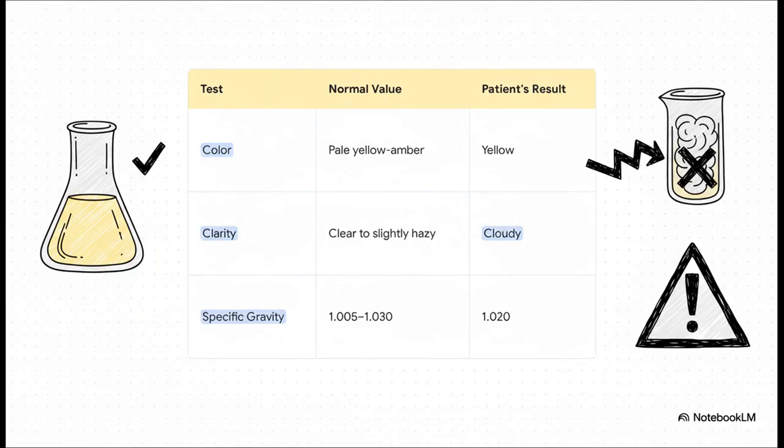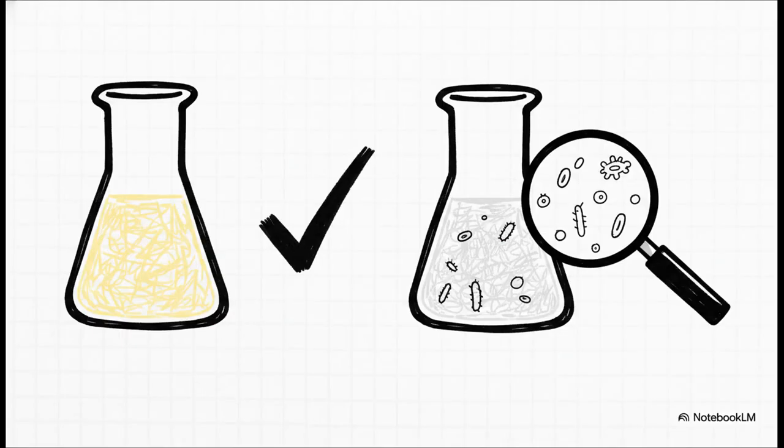So, looking at our patient's results, the color and specific gravity are technically within the normal range. But look at the clarity. It's reported as cloudy. A fresh, normal urine sample should be clear. This right here is our first major clue that something's off. So let's break that down.